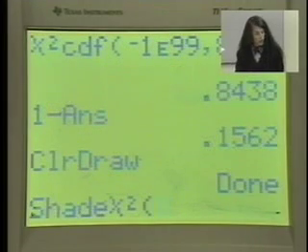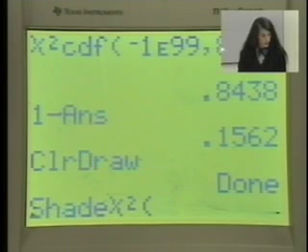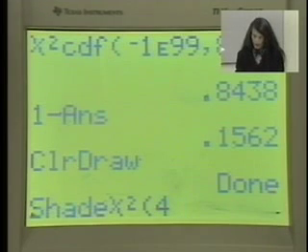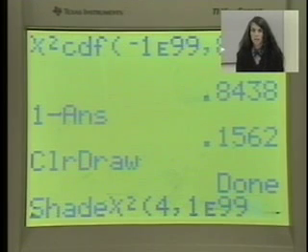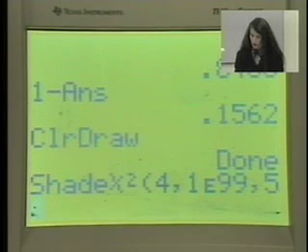Now we have to put in the lower bound, and we want to set this time the lower bound to 4. We have to put in a comma. We're shading the probability that chi-square is greater than 4, or figuring out that probability and looking at it in a shaded graph. So our lower bound is 4, and our upper bound is infinity, so we'll put a very large number in. If we put 1 second EE 99, that's 1 times 10 to the 99, a very large number, comma, the degrees of freedom are still 5, a right parenthesis, and we'll press enter.